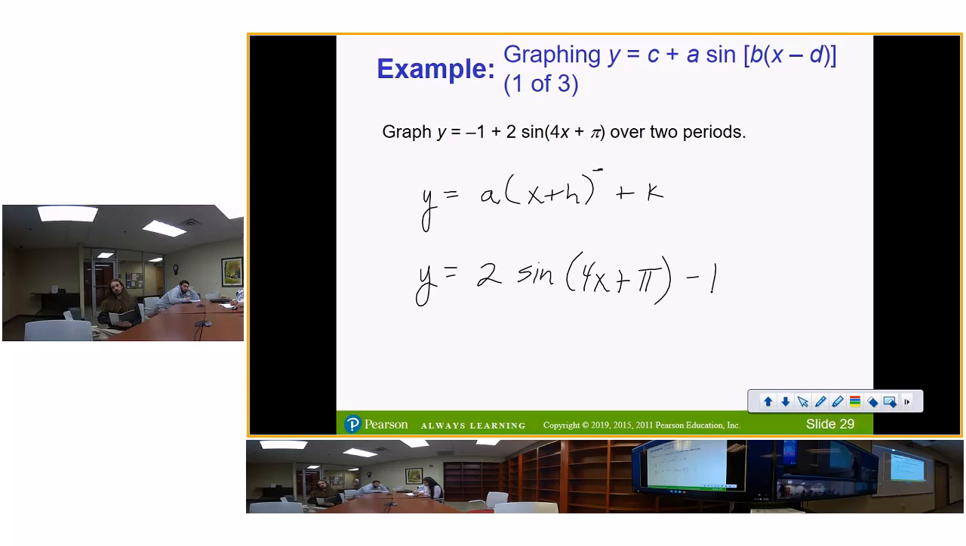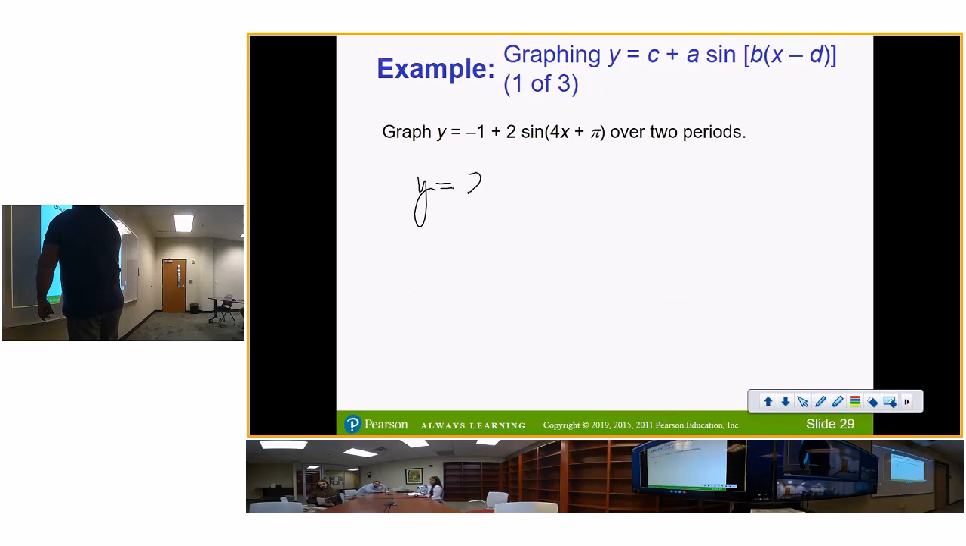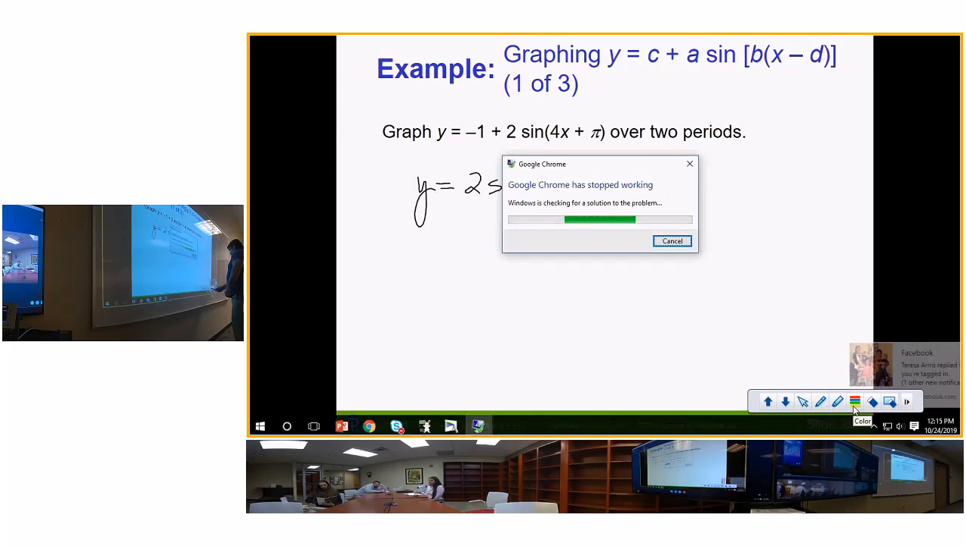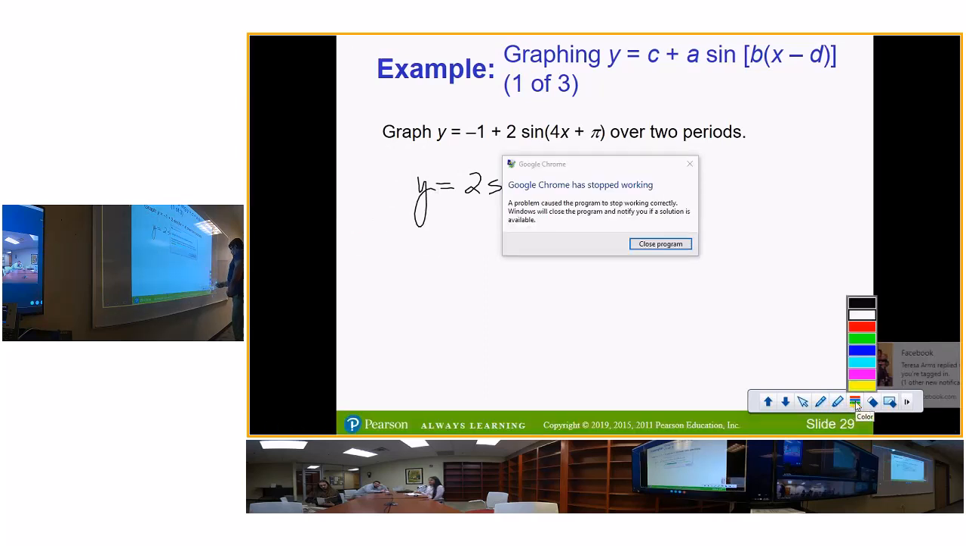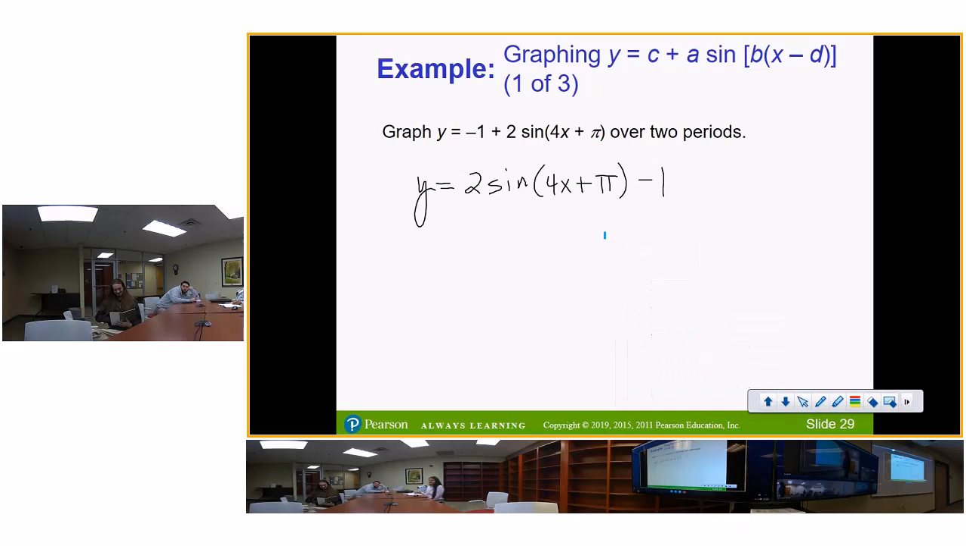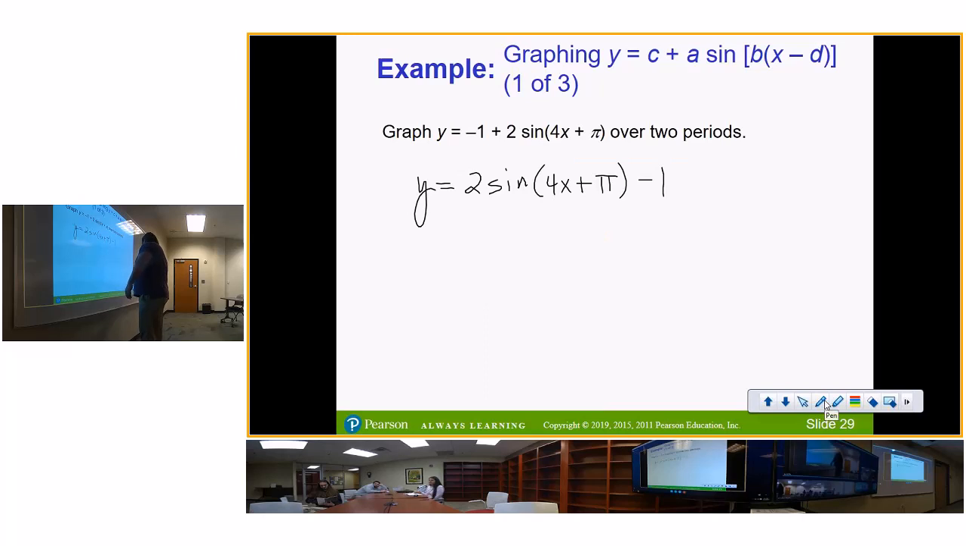Now, what is our a? I'm just going to highlight a couple of things. Y'all ever have one of those days where just nothing works right? Now I'm going to try this again. All right, this right here, I had it written down a while ago. Try it again.